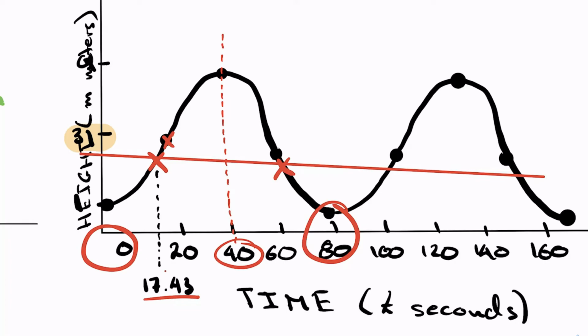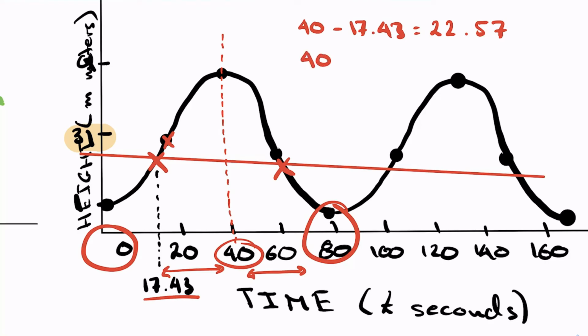Well, how far is 17.43 from 40? Well, if I go 40 minus 17.43, I'm going to get 22.57. Okay, that's the distance. Well, what if I go then that way? 22.57. In other words, I'm going to have 40 plus 22.57. That'll give me 62.57, which looks like it's just past 60 to give me my second height of 25 meters above ground.